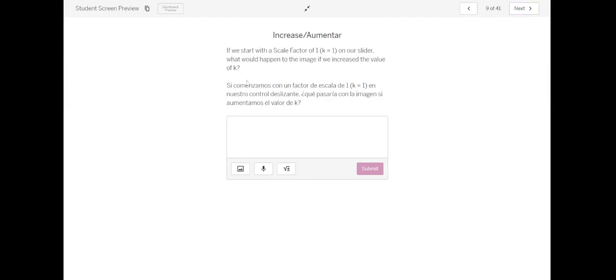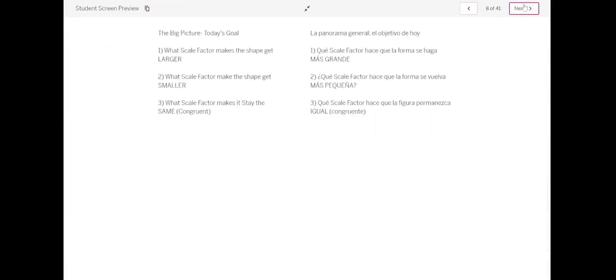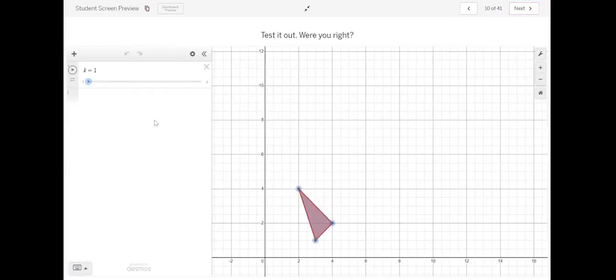If we start with a scale factor of 1 on our slider, what happens to the image if we increase the value of k? If we increase the scale factor, what's going to happen to the image? Hopefully you noticed, you're guessing, and then over here you're trying it. So if we start with 1, it looks like it gets bigger. If I increase from 1, it gets bigger.